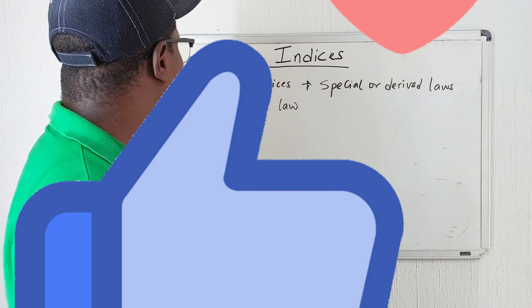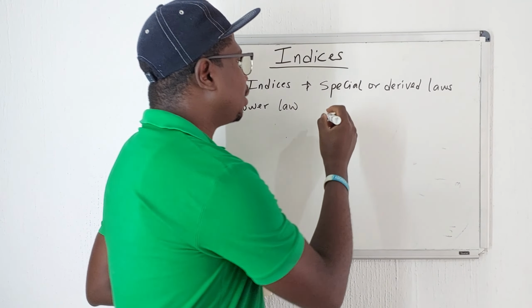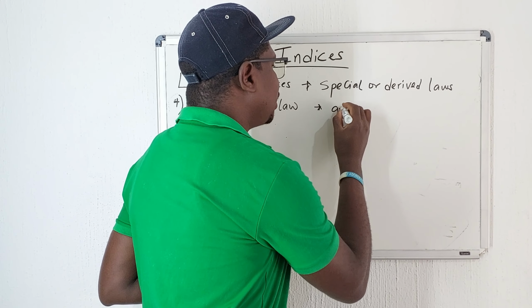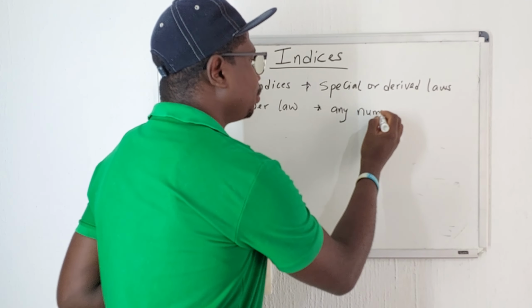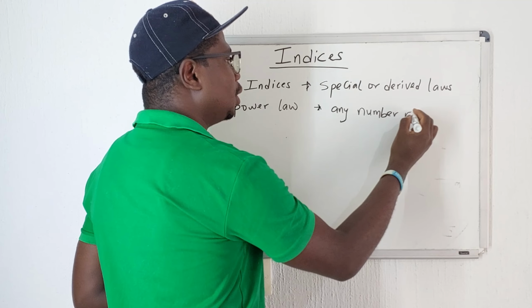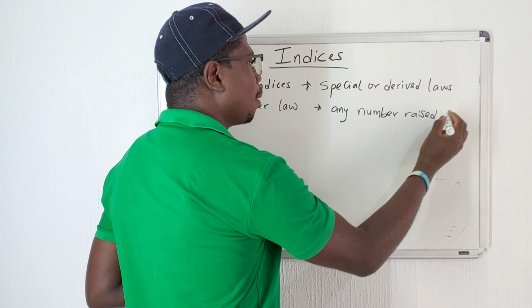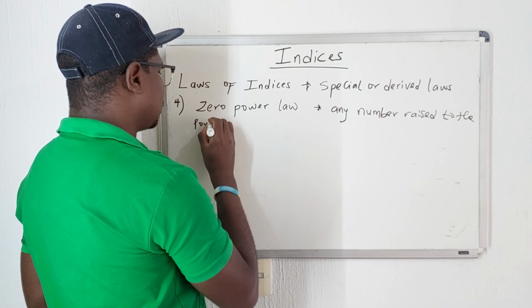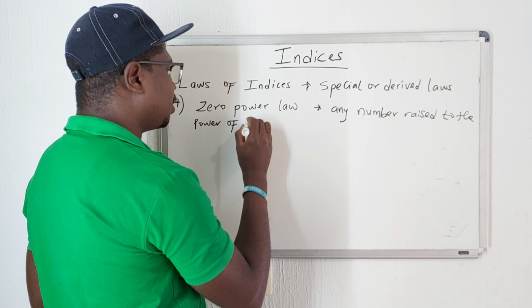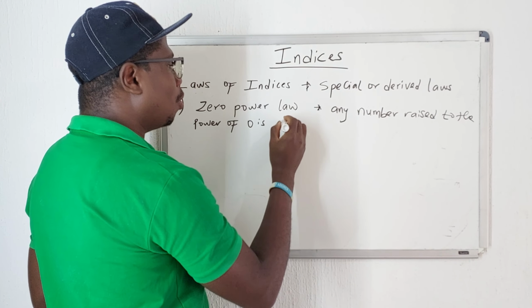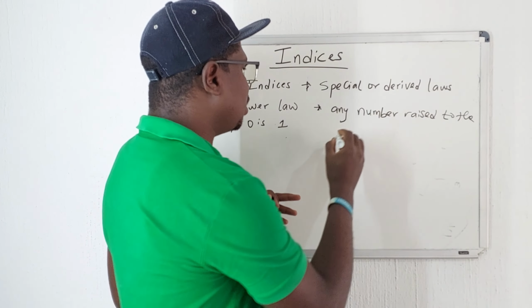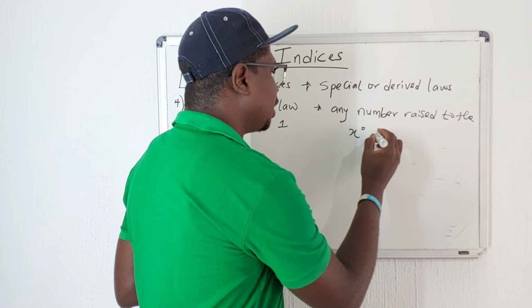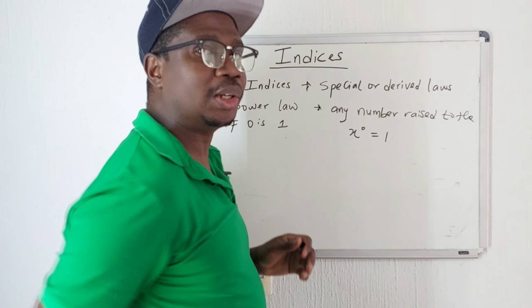So this zero power law means that any number raised to the power of 0 is basically 1. So invariably, if we have x raised to the power 0, it must give us 1.